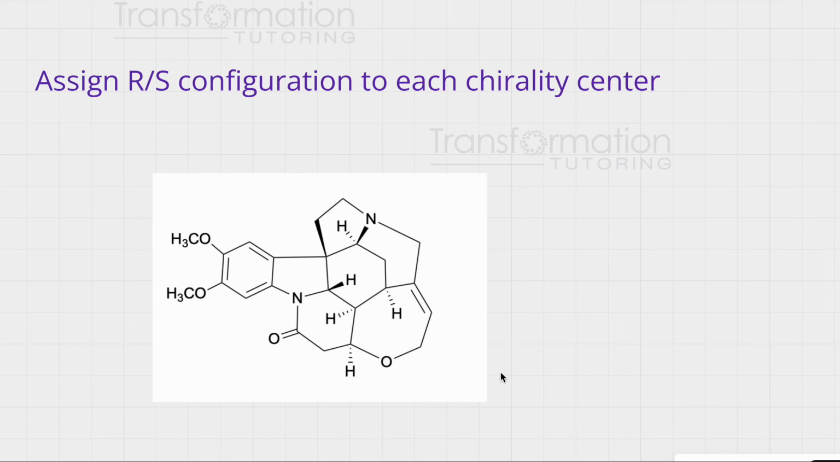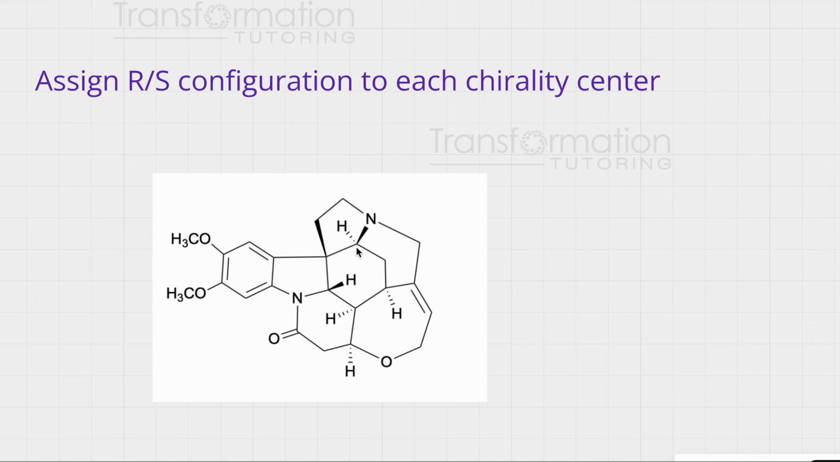Assign RS configuration to each chirality center. This is definitely a challenge problem because we can see that this molecule is really complicated. Chirality center, also called stereogenic center, chiral carbon, and so on, is a carbon that is attached to 4 different groups. So what we're going to do is find all the carbons that are attached to 4 different groups, and I'm going to teach you how to assign RS configuration in this complicated situation.